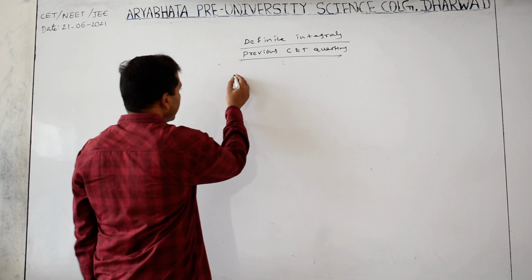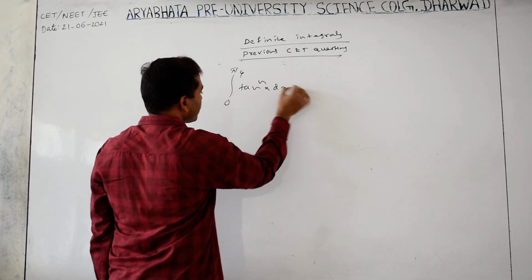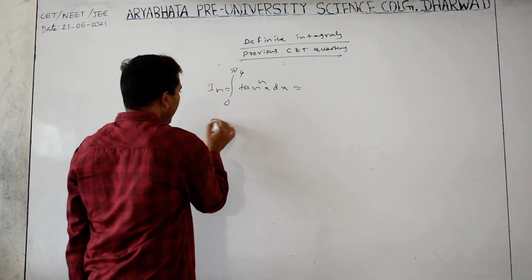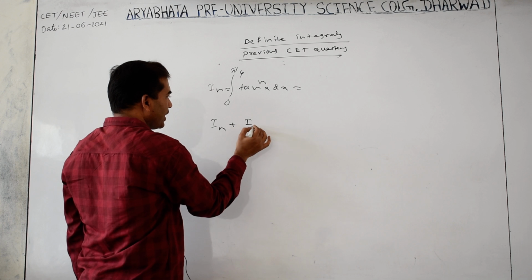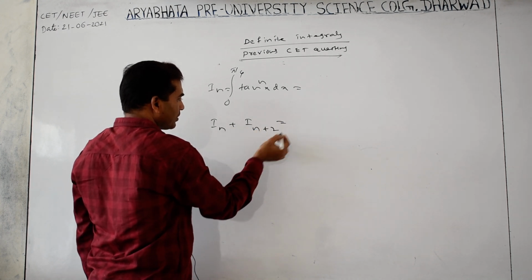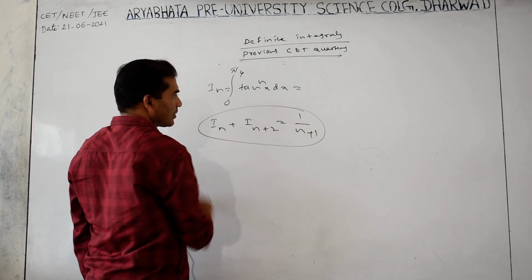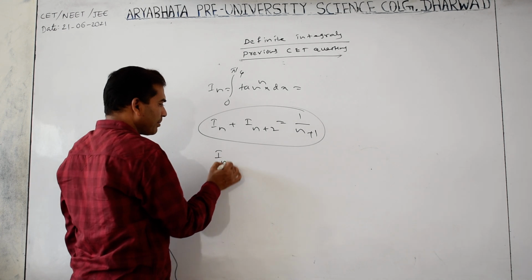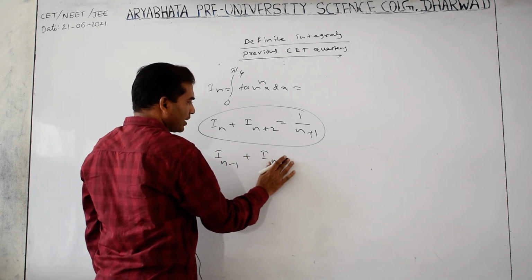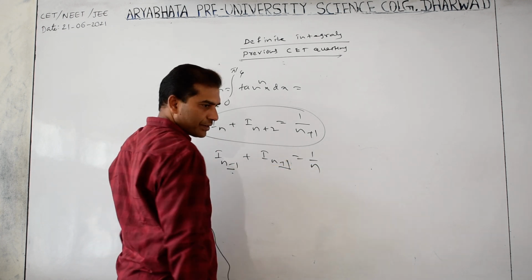Integration of 0 to pi by 4 tan power n x dx, the formula. Let this be I n. Then I n plus I n plus 2 equals 1 by n plus 1. Whatever it may be, between n minus 1 and n plus 1, the number in between is n, so the answer is 1 by n.